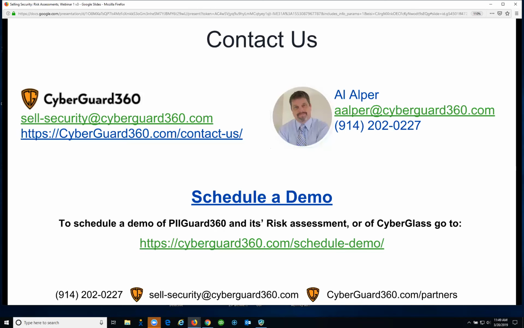And then again, there are other elements that we don't have that they have, but everything they have is on our roadmap for this year. And for every client that is on CyberGlass, you get PII Guard for free.